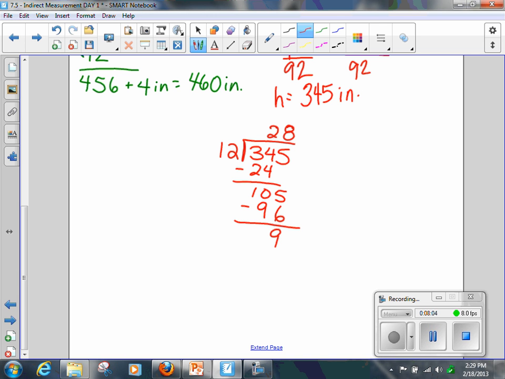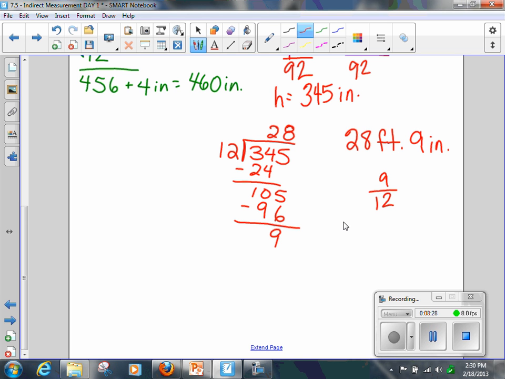No, I could, but that's going to give me a decimal. I don't want a decimal. Look at what it gives me. This is 28 feet. What's 9 over 12? 9 inches. The remainder is how many inches you have left over. Okay? This is old, long division.